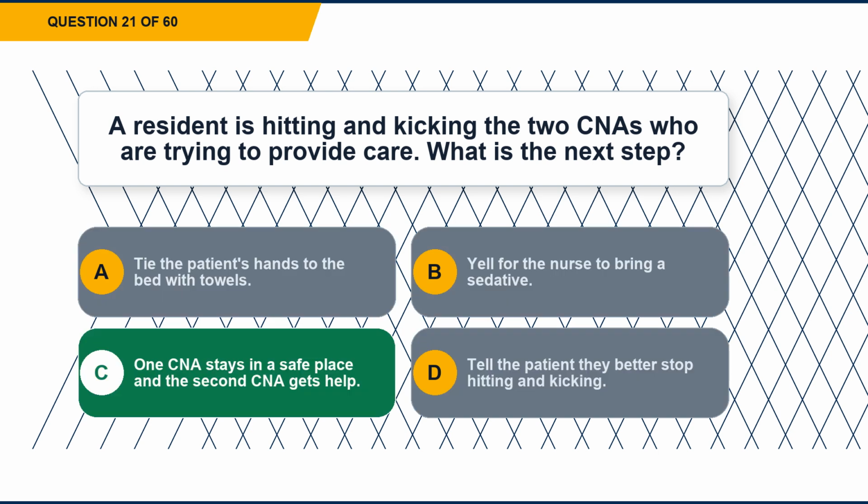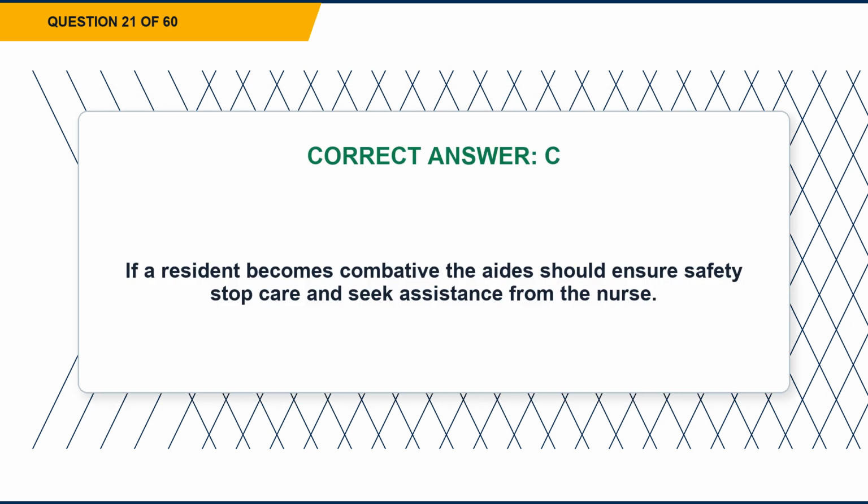The correct answer is option C. One CNA stays in a safe place and the second CNA gets help. Explanation. If a resident becomes combative, the aide should ensure safety, stop care and seek assistance from the nurse.